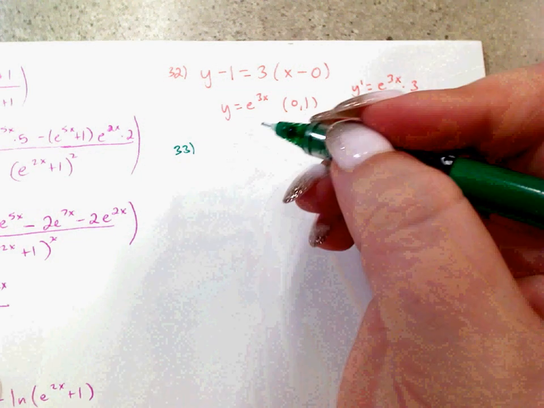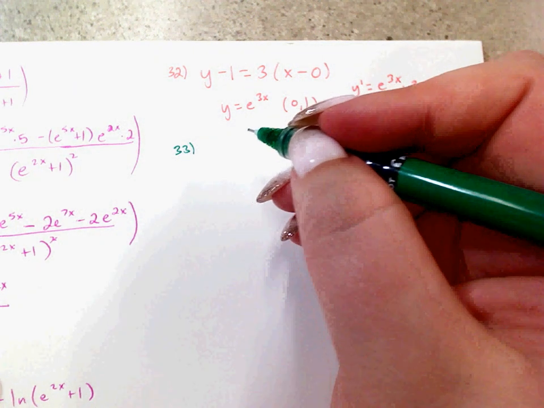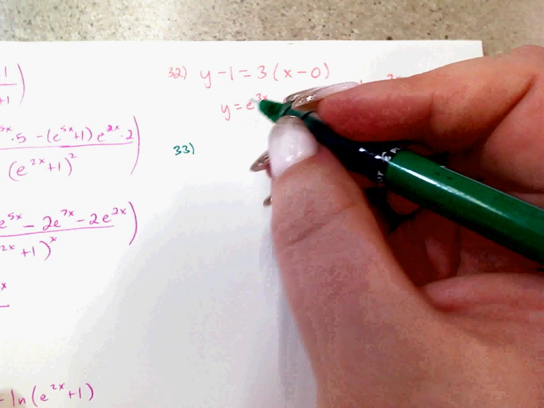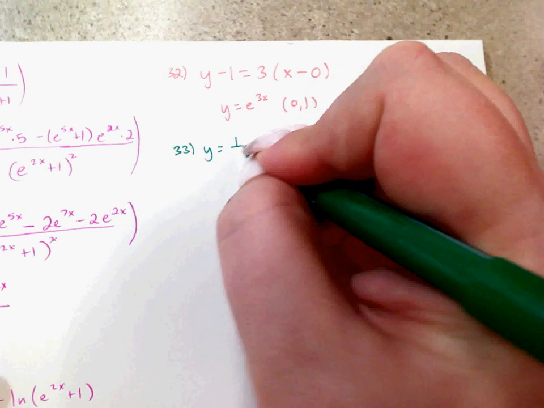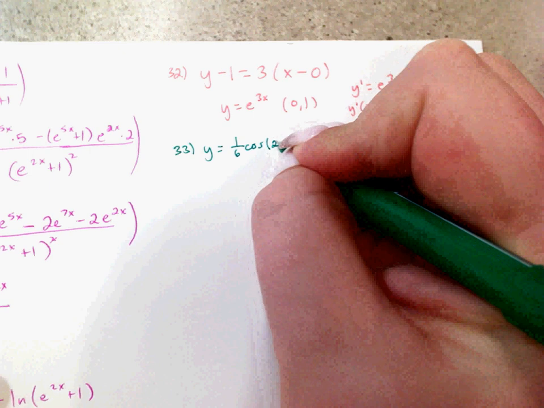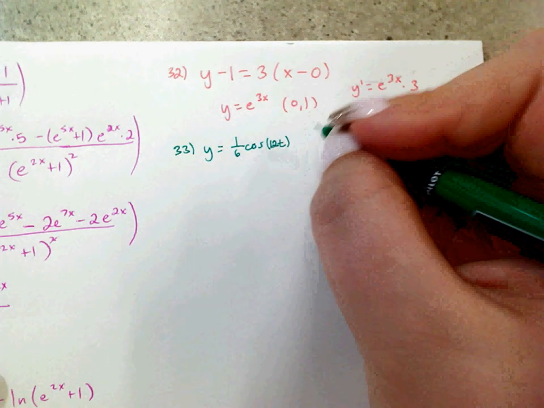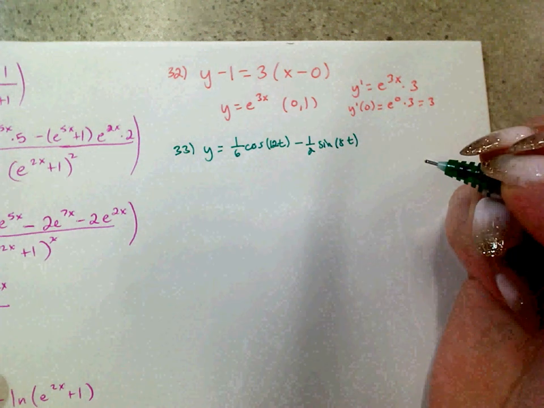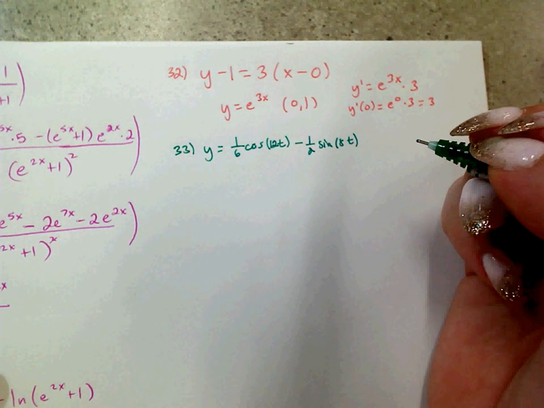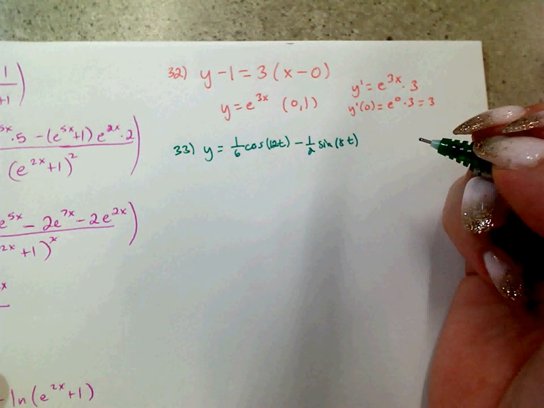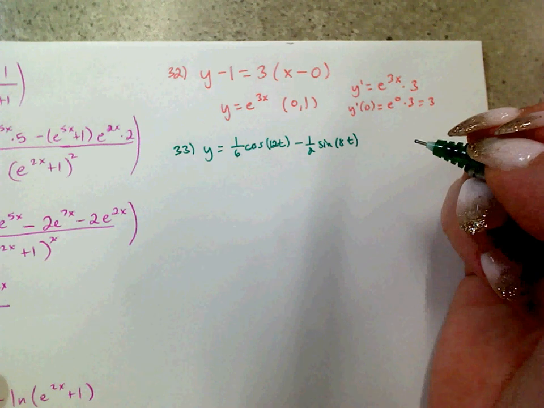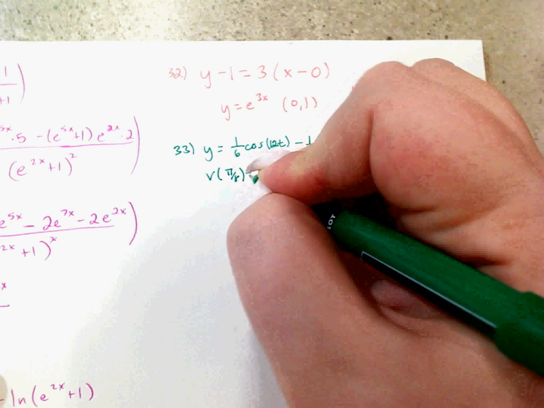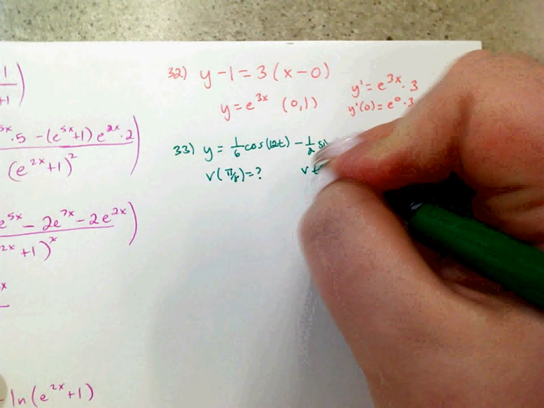33 says the displacement from equilibrium of an object in harmonic motion at the end of a spring is y equals 1/6 cosine of 12t minus 1/2 sine of 8t. Where y is measured in feet and t is measured in seconds, determine the velocity of the object when time is pi over 8. So velocity at pi over 8 equals what? So let's find v of t, the derivative.